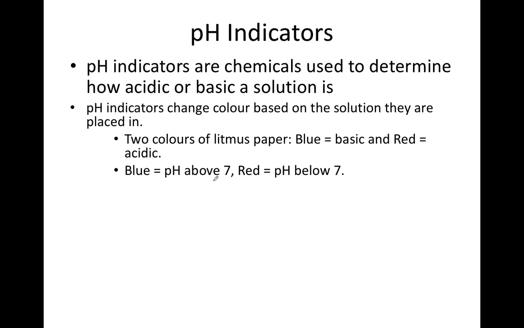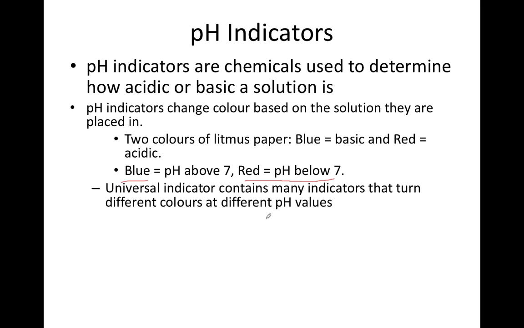A pH above 7 would be blue. So red litmus paper will turn blue in a pH above 7, and below 7, blue litmus paper will turn red.